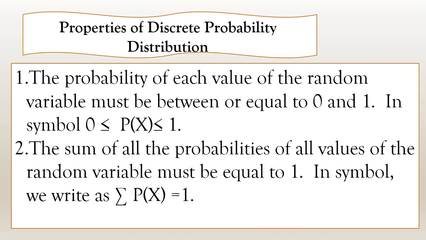So, that is the value of each random variable probability. For number 2, the sum of all the probabilities of all values of the random variable must be equal to 1. In symbol, we write the summation of P of X is equal to 1. Ano ibig sabihin? Kapag inadd daw natin lahat ng values ng probabilities natin sa ating random variable, dapat equal sa 1 siya. So, ito po yung properties ng ating discrete probability distribution.